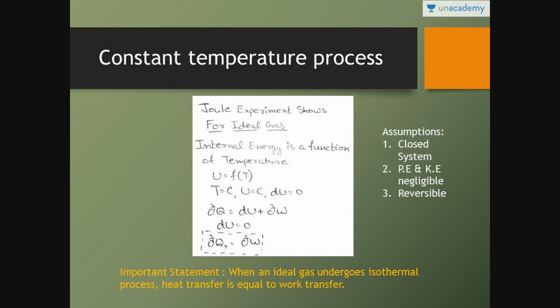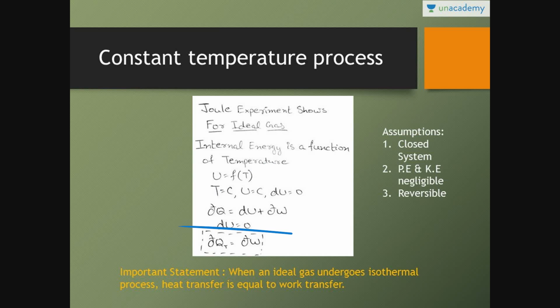Second, constant temperature process. As I have already told you, Joule's experiments show that for an ideal gas, internal energy is a function of temperature. As the process is a constant temperature process, T is equal to constant. Temperature is constant, that means internal energy is constant, U is equal to constant, that means dU is equal to 0. Change in internal energy is equal to 0.